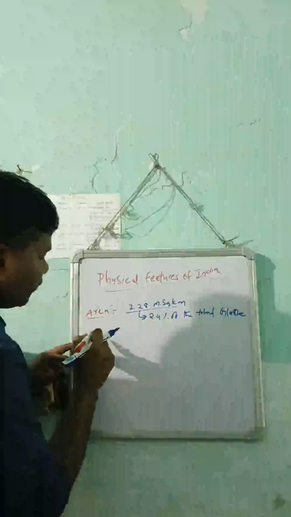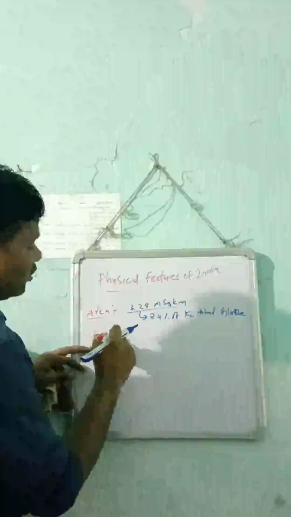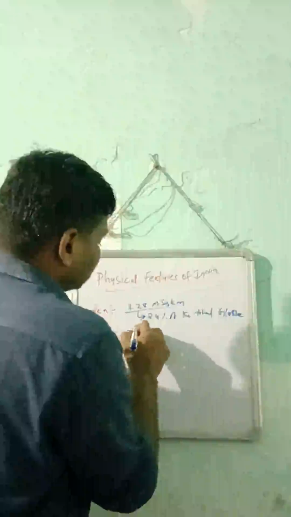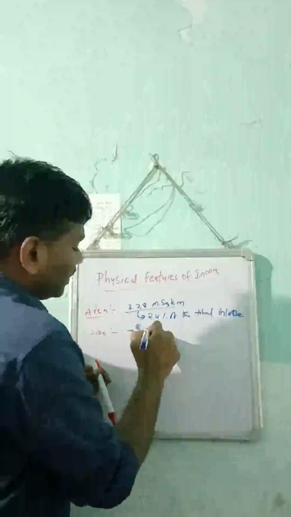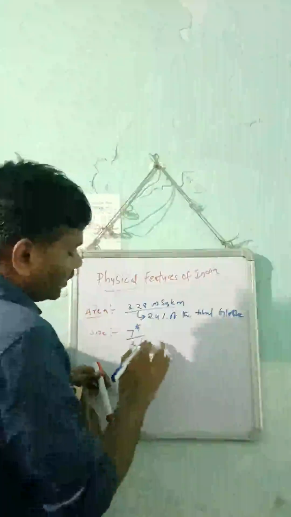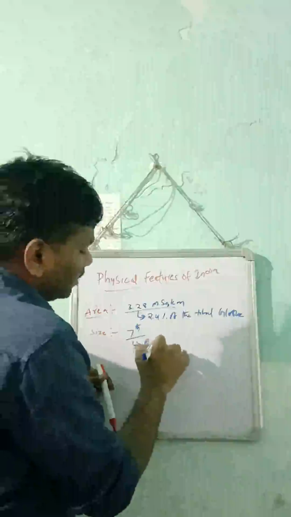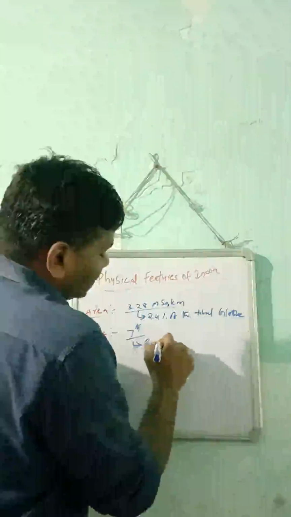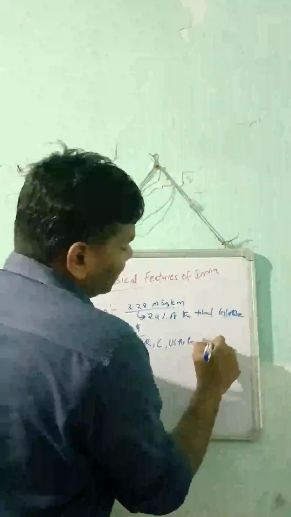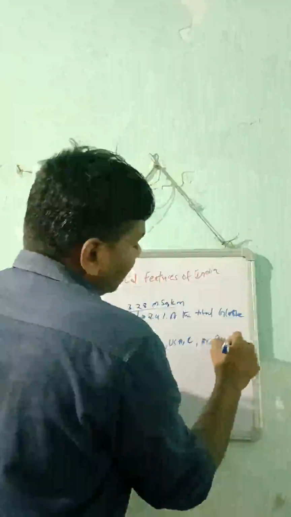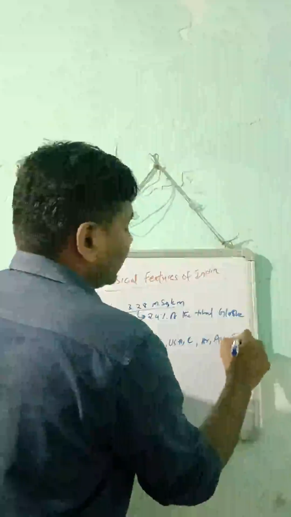What is the size of India in the world? India is the seventh largest country, after Russia, Canada, USA, China, Brazil, and Australia. After that, India. So India is the seventh largest country.